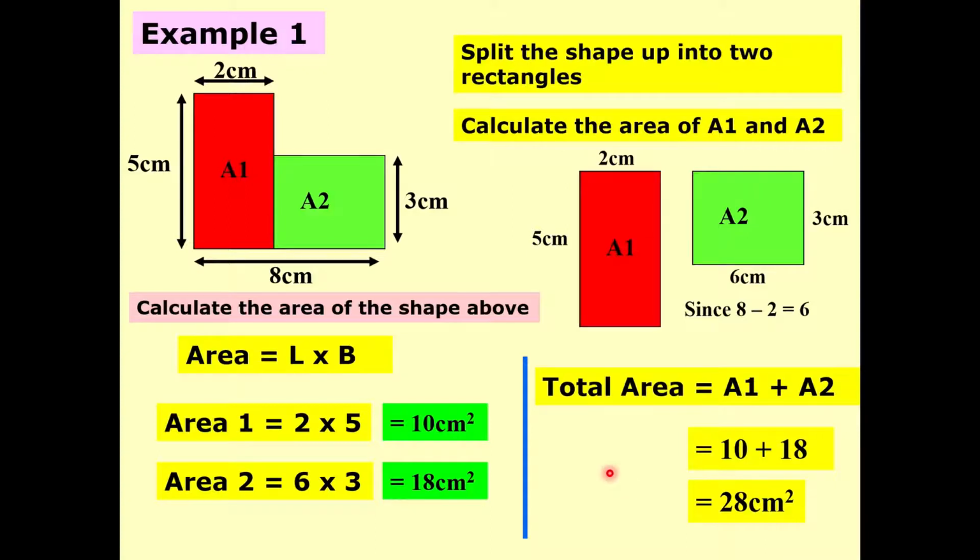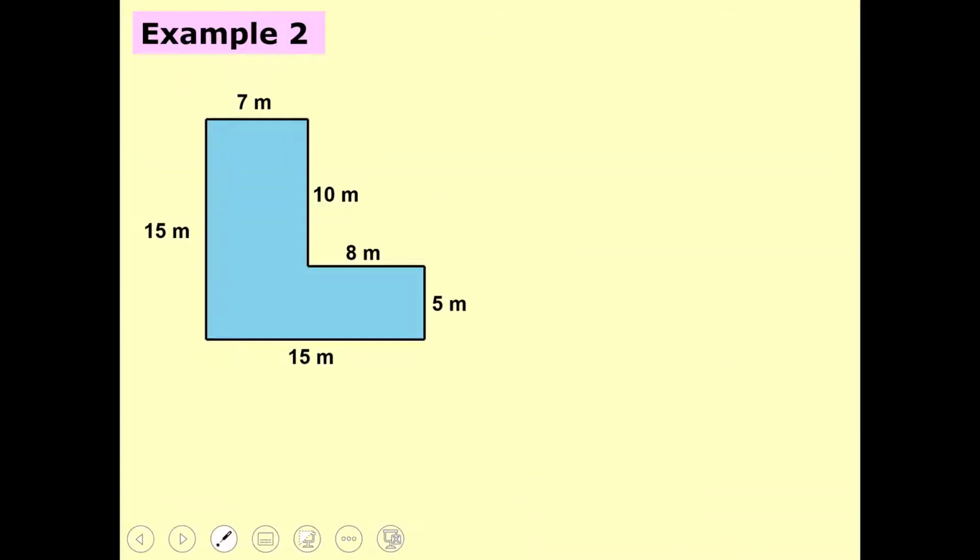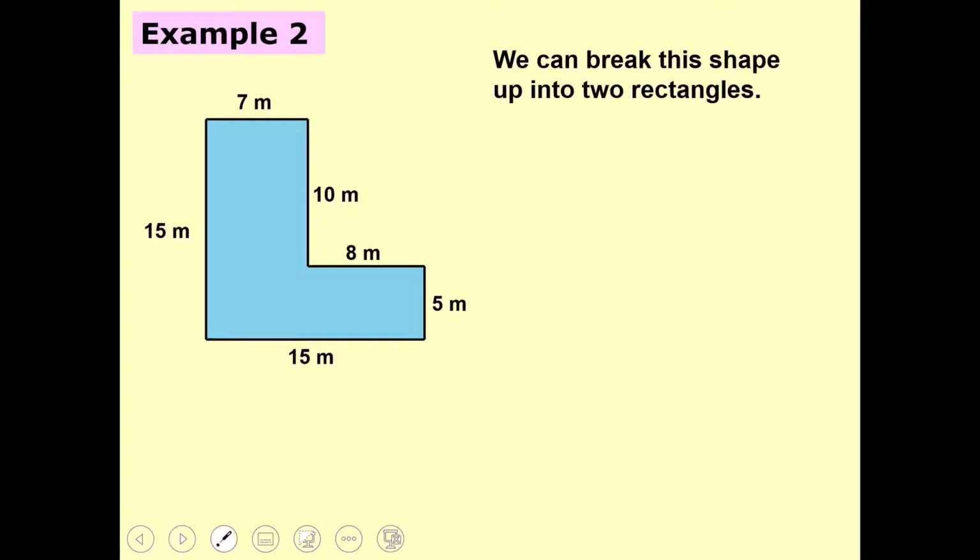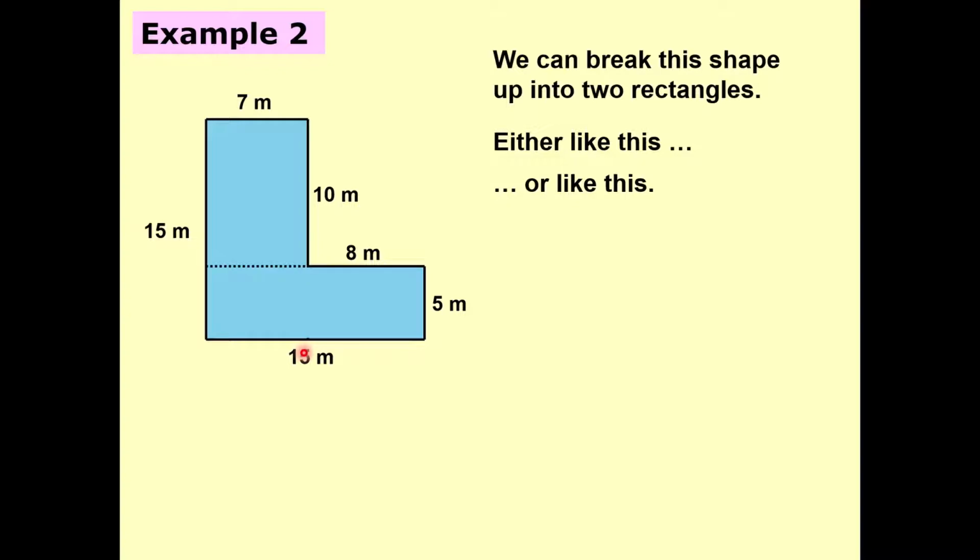Let's look at a second example. Previously I said that you need to split your shape into two rectangles. So we're going to break this into two rectangles. You can either break it down this line here to create this bigger rectangle and then a smaller one to the right, or you can split it this way. Either way, we have created two rectangles and you will get the same area.